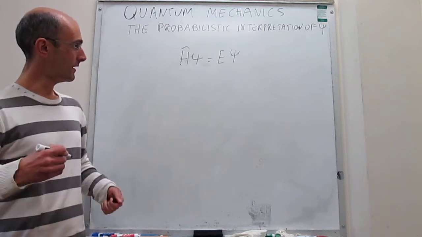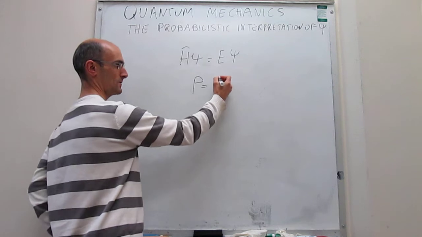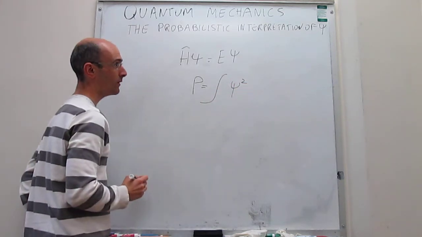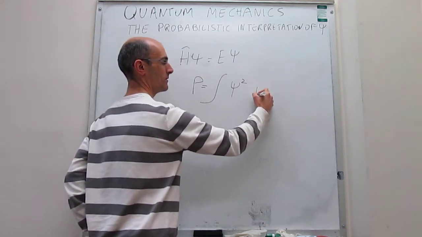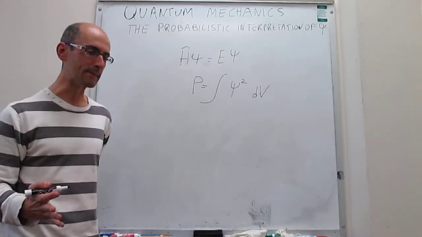As a matter of fact, the equation that we use to calculate the probability is as follows. The probability is going to be equal to the integral of the wave function squared of the particle over the region of space that we are interrogating. Okay, so let's see what this means.